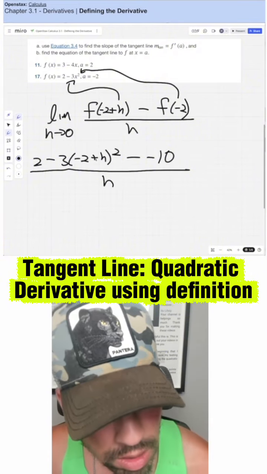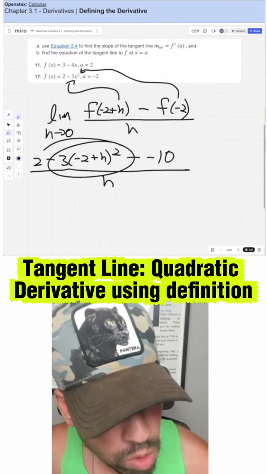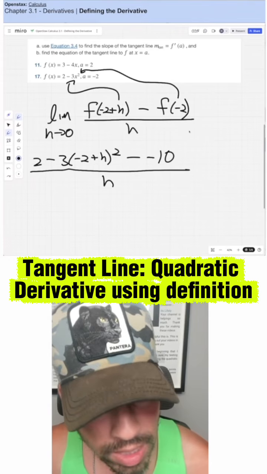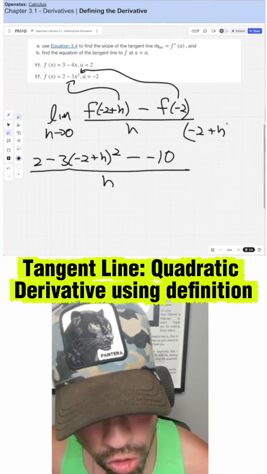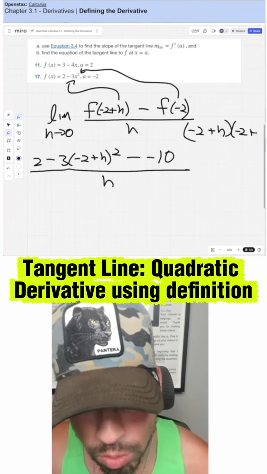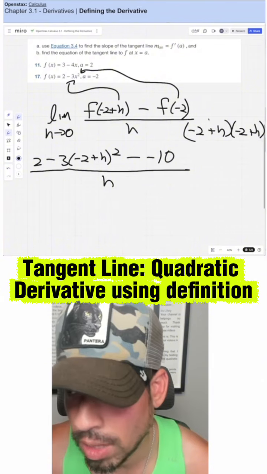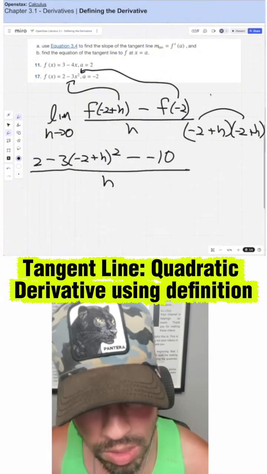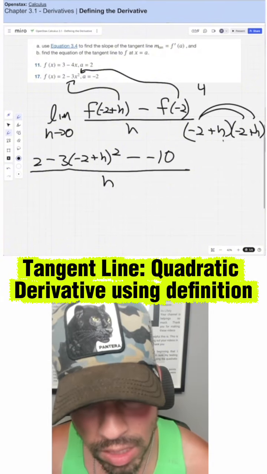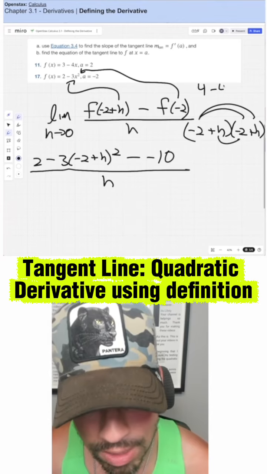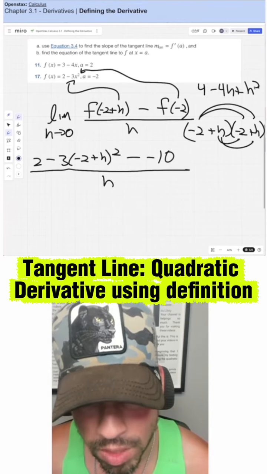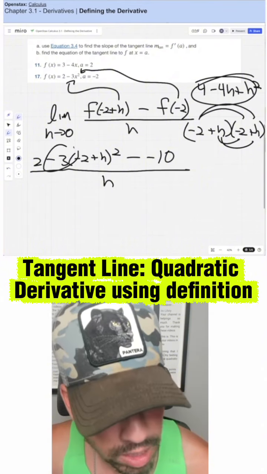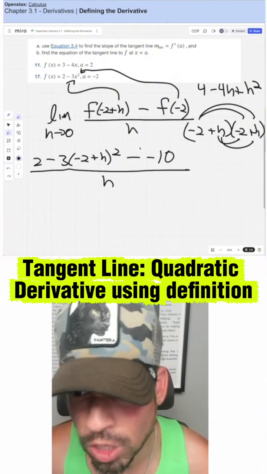But now let's simplify. So we're going to have to FOIL this expression out, right? So that is -2 plus h squared, which is the same as -2 plus h times -2 plus h. Okay, let's simplify that. So -2 times -2 is 4. Then we have -2h, that's -4h. Last but not least, plus h squared. So all of this, again, is being multiplied by -3. I'm just trying to save some room here.